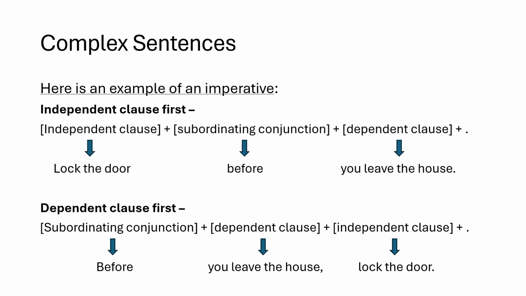Here is an example of an imperative as a complex sentence. Independent clause first. Independent clause: lock the door, plus subordinating conjunction: before, plus dependent clause: you leave the house. Lock the door before you leave the house.